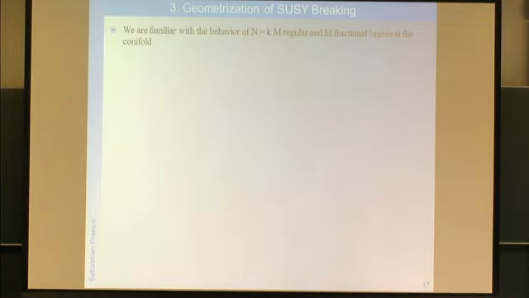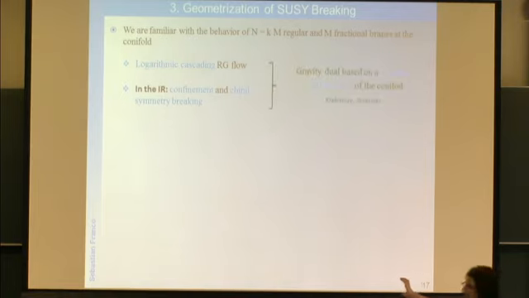Okay, and we are very familiar with the behavior of regular and fractional branes at the conifold. And this is the work of Klebanov and Strassler. We know that they undergo a cascading energy flow, and in the infrared they confine and break chiral symmetry. This is strongly supported not only by the field theory analysis, but also by the existence of a gravity dual that does all this job.